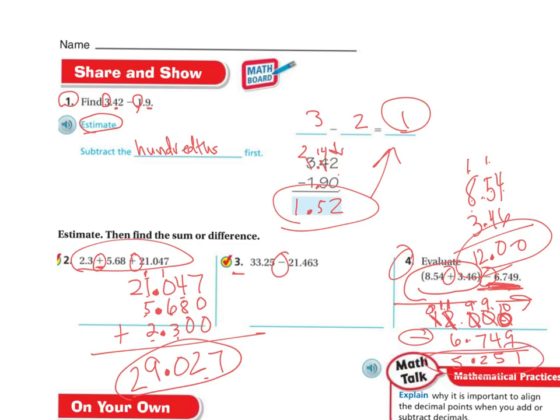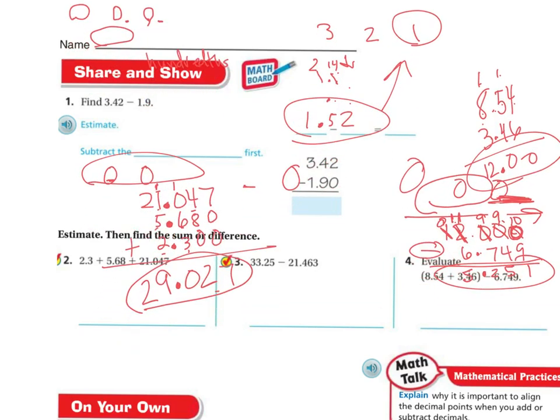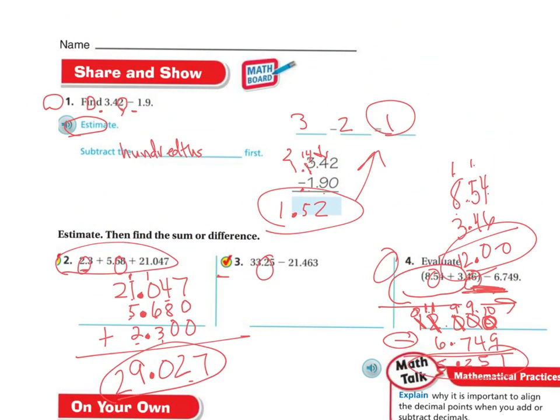What I want you to do is work with a partner. I am definitely going to be there, as is my student teacher today. So you'll have lots of help if you need one of us. Again, the key, line those decimals up. It's really, really, really important. All right, good luck.